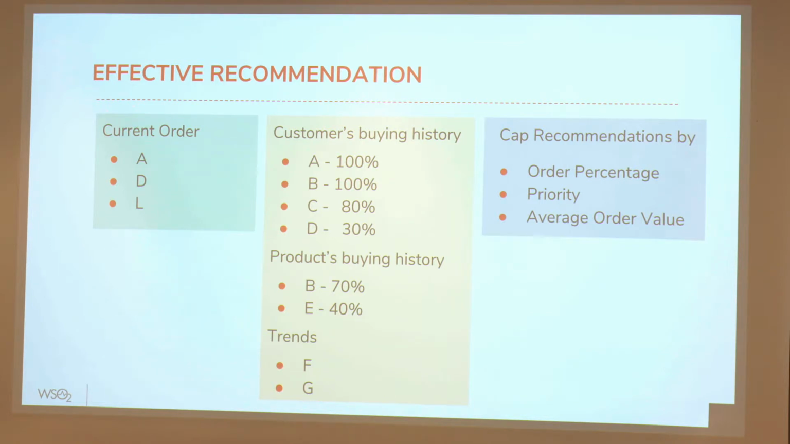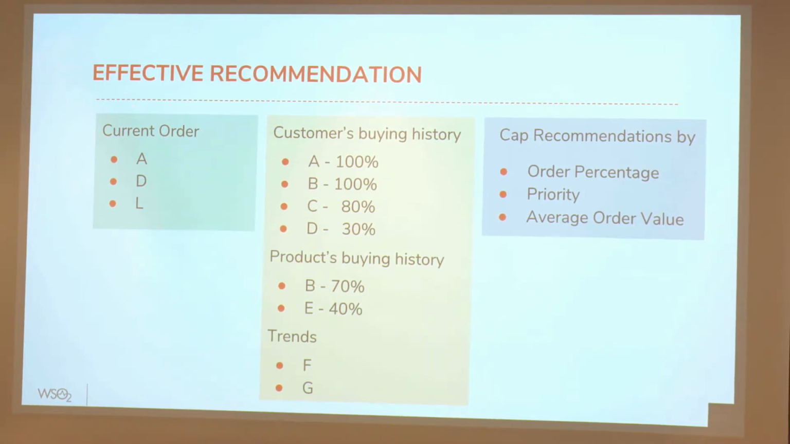Okay. So how does that look? Let's say the current order has products. I was doing these slides and I just couldn't think of products. I spaced out, so I just put A, B, C, D, E. How original. So the current order has A, D, L. These are the things the customer wants to check out today. When we receive the order, we check for recommendations for that customer based on the customer's buying history, products buying history, and other trends. We have the order percentages, and then we prioritize that.